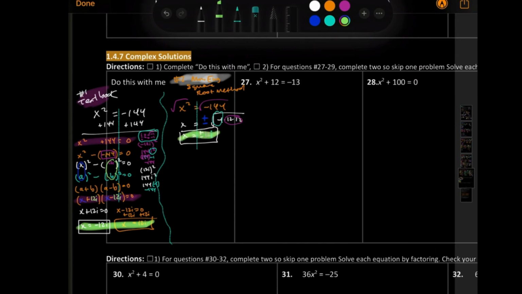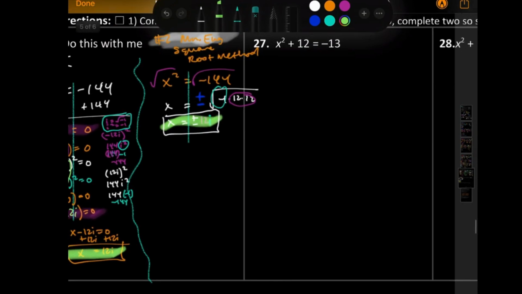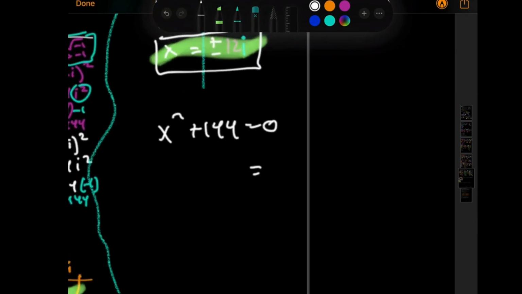So essentially I have the same answer. Now, if they ask you to factor it first, you can just do this. Now that we've done the problem with the square root method, you can say add negative 144, move the negative 144 to the other side, so you have this. Okay, we haven't talked about this, so this is a little bit more advanced.